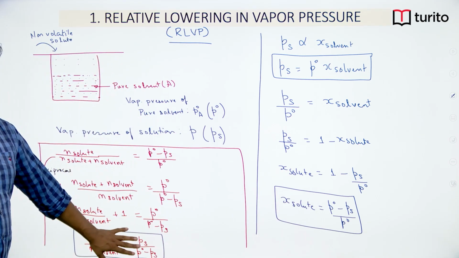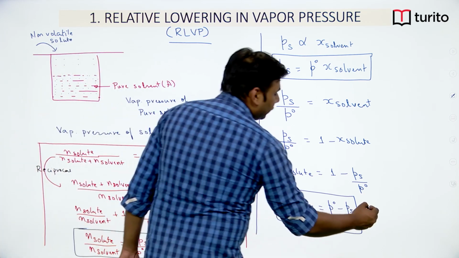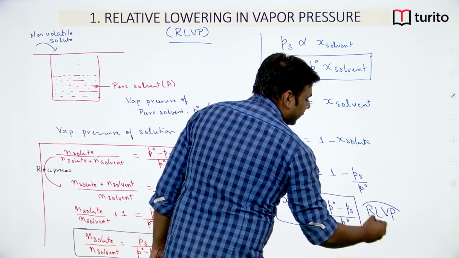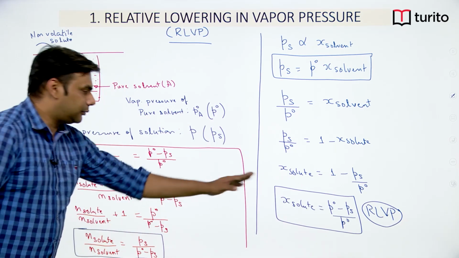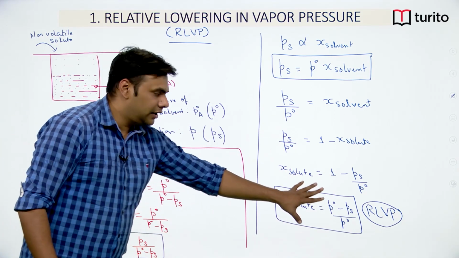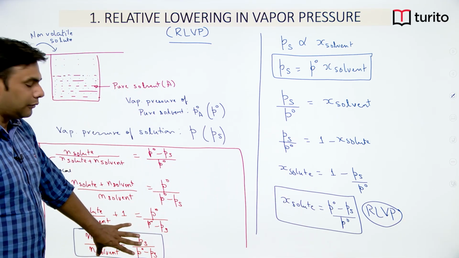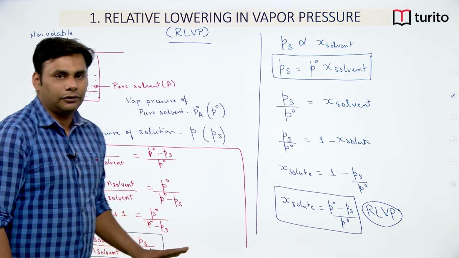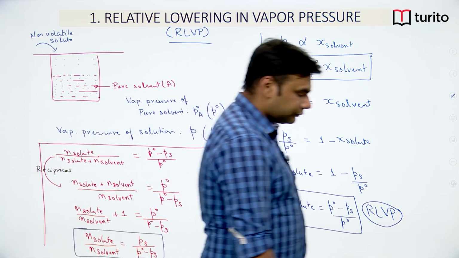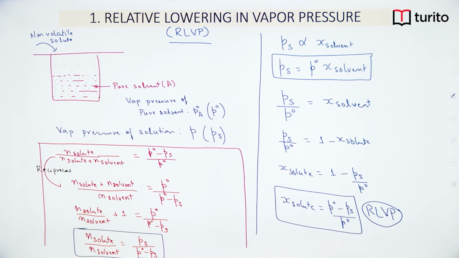The expression Ps upon P naught minus Ps is not called relative lowering in vapor pressure. I have just expressed the equation like this. So this is not RLVP, this is the expression for RLVP. The other one you can just use for solving. For solving questions you can use this formula also, but RLVP is that. So just write it down quickly. Hope everyone has written it now.